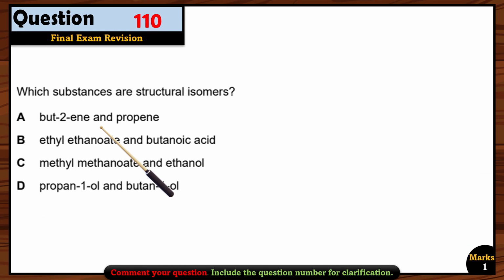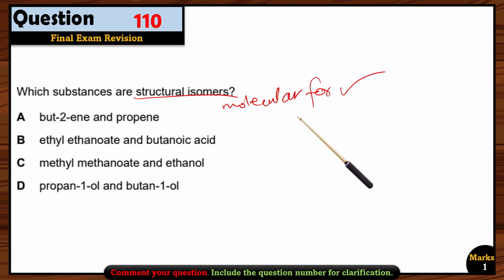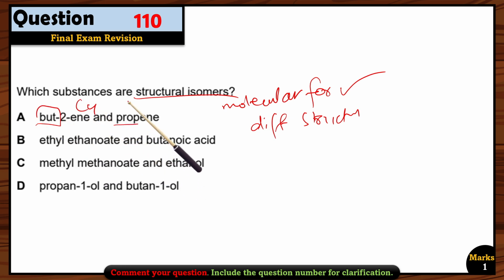Let's see question 110. Which substances are structure isomers? Remember, what are structure isomers? They have the same molecular formula but different structure formula. So how can you find it? You don't have to draw the structures, you can just look at the number of carbons, because if the molecular formula is the same, the number of carbons should be the same. Butane always has 4 carbons, so you have to remember the names. Propene has 3 carbons, so they are not structure isomers.